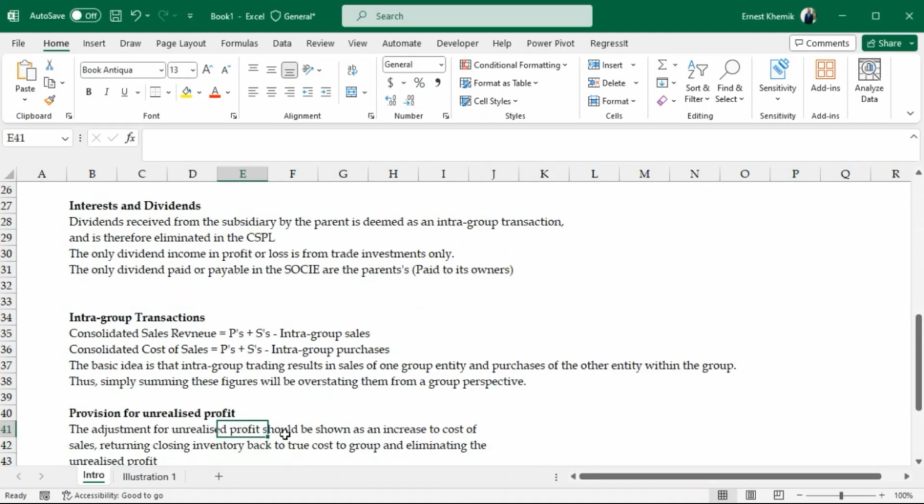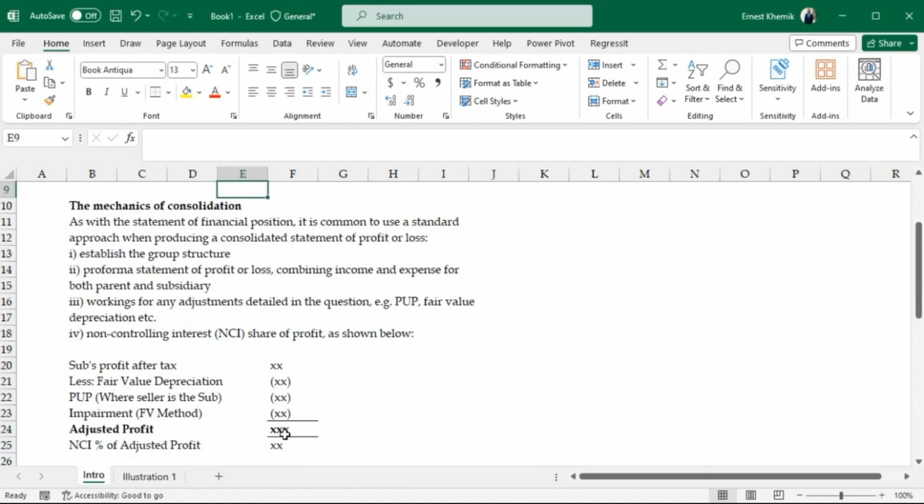So let me go over the mechanics again. What do we do? We establish the group structure. The group structure is talking about the percentage holding of the parent in the subsidiary, the date on which the acquisition was made, the reporting date, and all that. That is the group structure. Then we'll look at a pro forma statement of profit or loss.